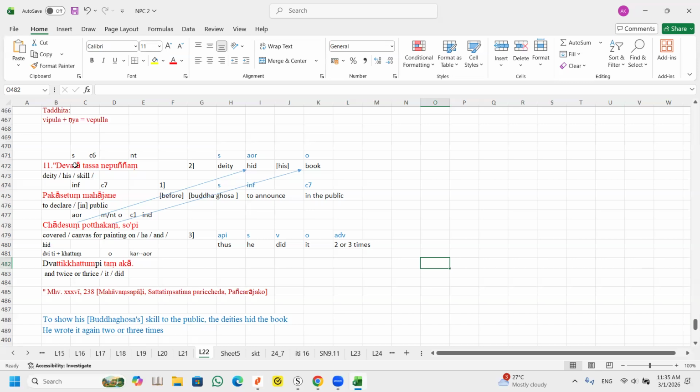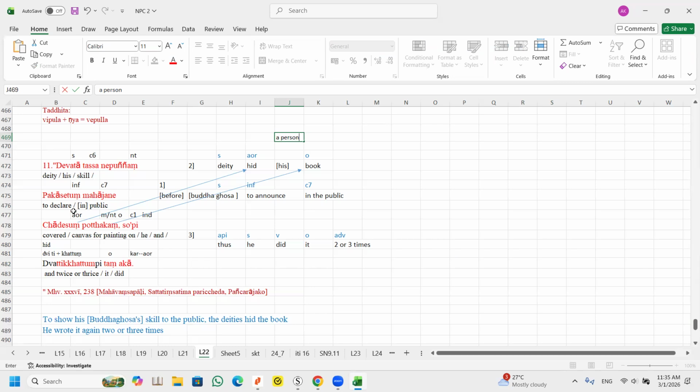Devata, this is abstract now. So Devata, deities. Can you see this is a verb? Chadesum. Chadesum is you can say cover or hide. So then it's subject, verb, hide. This is the object. Potakam is book. That means I put hide his book. So the word his is referred to a person. All right, this is a person.